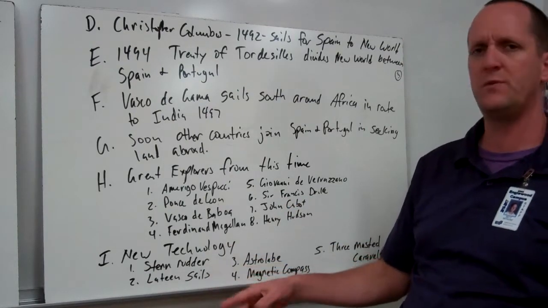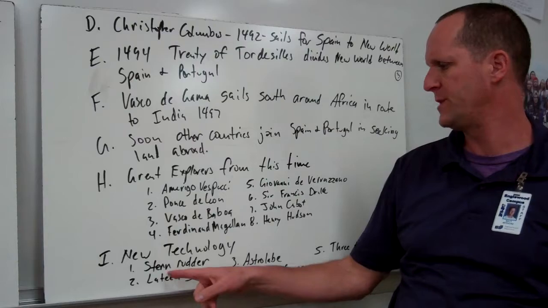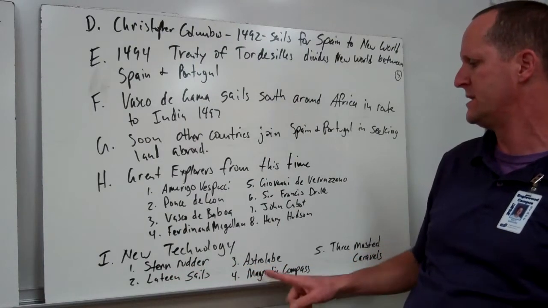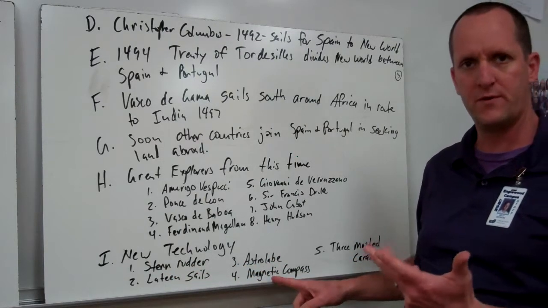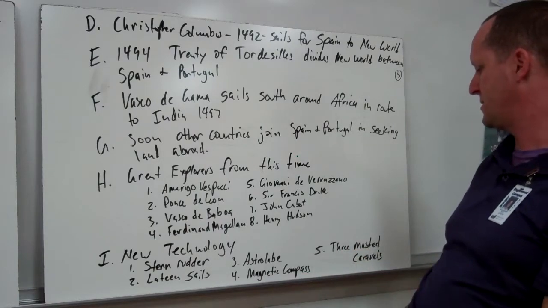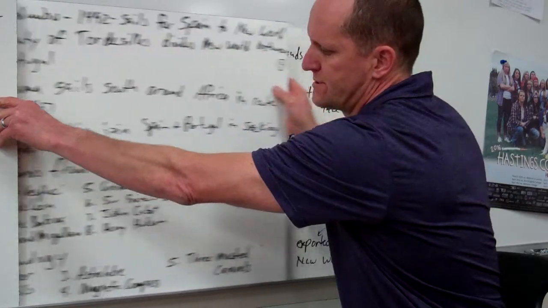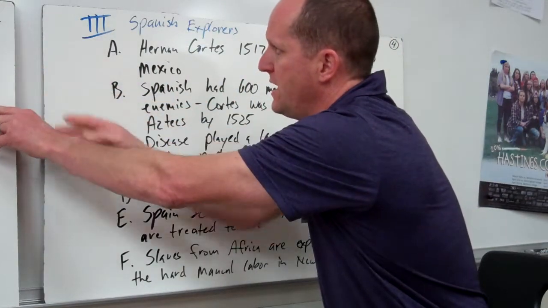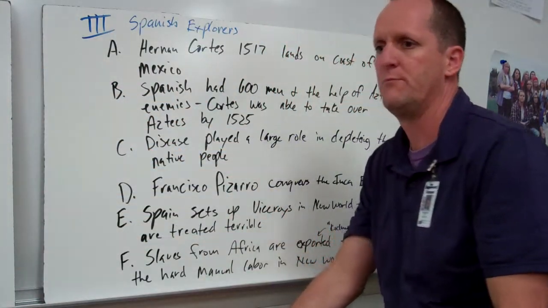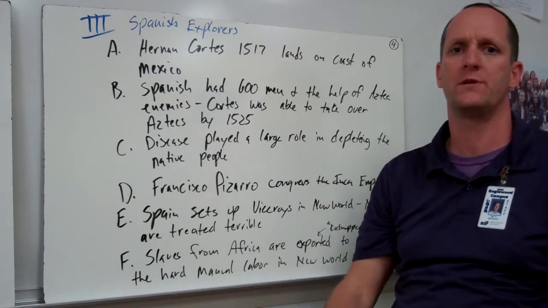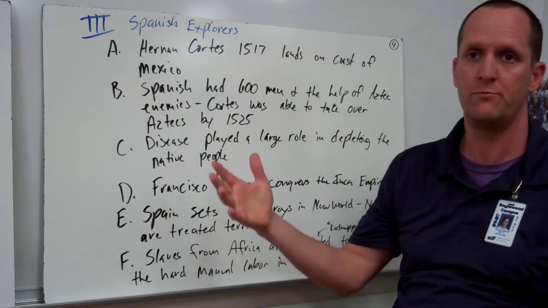Now, new technology, we've kind of talked about this in our class a little bit. The stern rudder, the lateen sails, astrolabe, magnetic compass from China, three-masted caravels, all helped foster this trade and being able to move across oceans at a much quicker rate to be able to trade more.